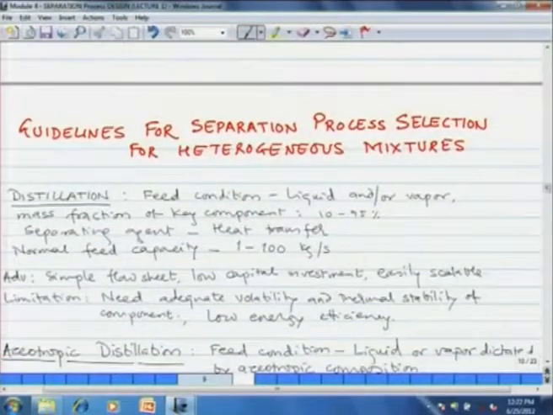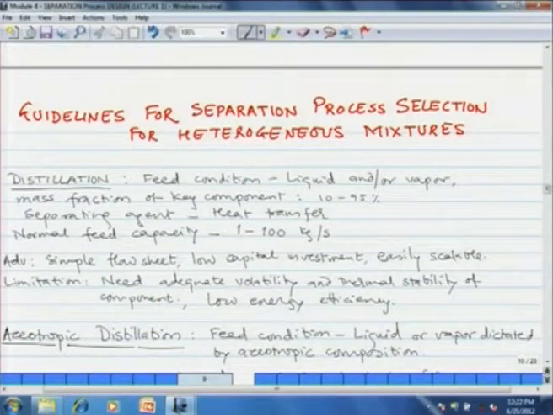Let us see certain general guidelines for selection of a separation process. I would like to mention that these are very broad guidelines. These are not applicable hard and fast for each and every process, but these guidelines give us a general view or thumb rules for selection of a separation process.